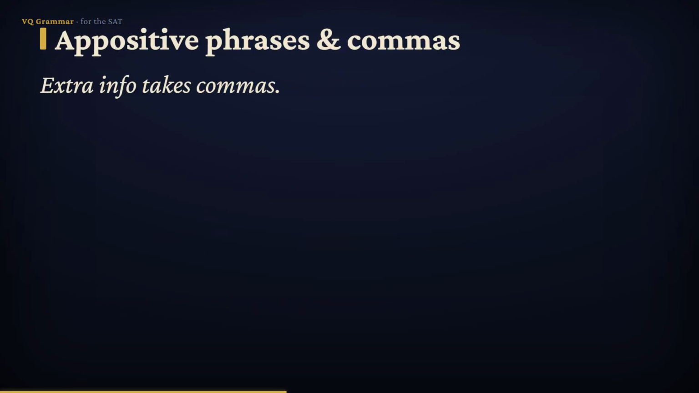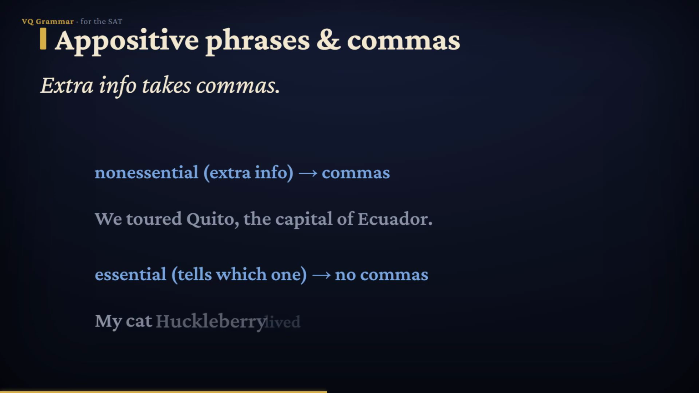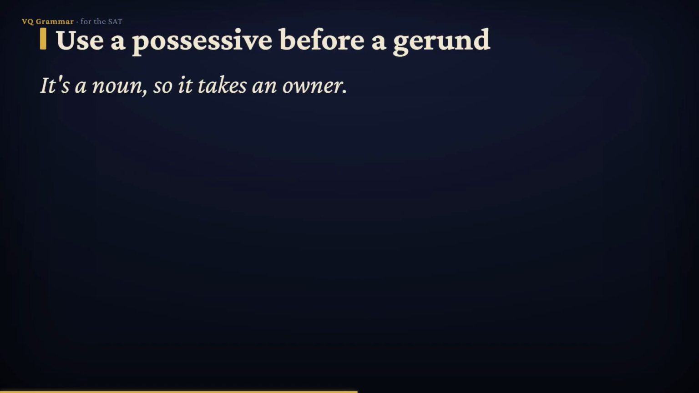When an appositive adds modifiers, it becomes an appositive phrase, and now commas matter. If the appositive is non-essential, just extra information, set it off with commas. We toured Quito, the capital of Ecuador. But if it's essential, needed to tell which one, use no commas. My cat Huckleberry lived almost 20 years. No commas, because Huckleberry tells us which cat. So the rule is, non-essential appositives take commas. Essential ones do not.